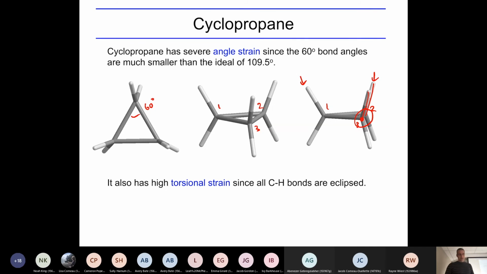So not only does this maximize your angle strain, it also maximizes torsional strain. It's got 2 strikes against it. It's got 2 types of strain. Van der Waals strain we don't have to worry about here. There's no big groups attached, just little hydrogens. We don't worry about van der Waals for small things like hydrogens. But this has 2 strikes against it, this structure, cyclopropane. So this causes it to be unstable, which is why it was the highest in energy out of all the cycloalkanes we looked at.